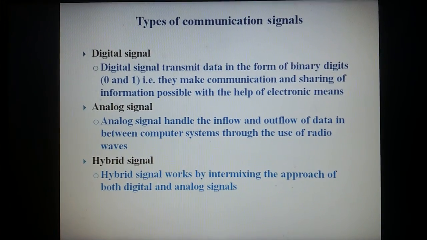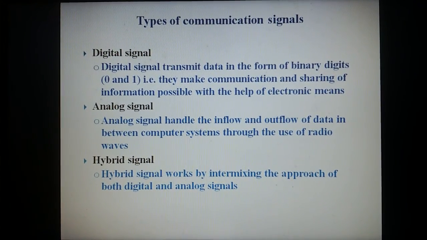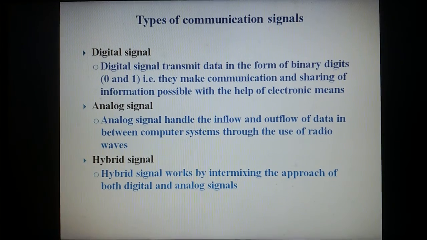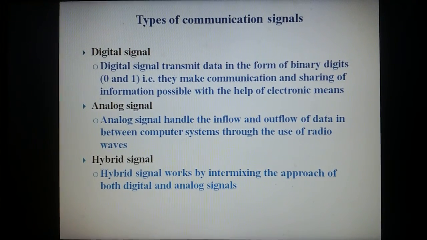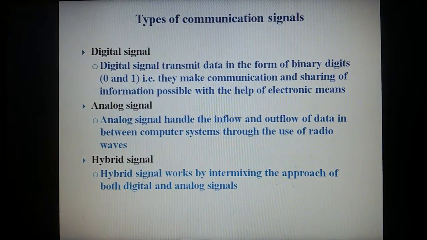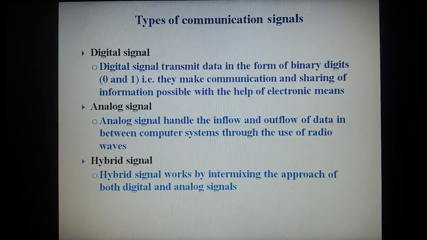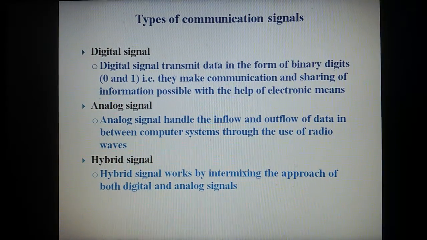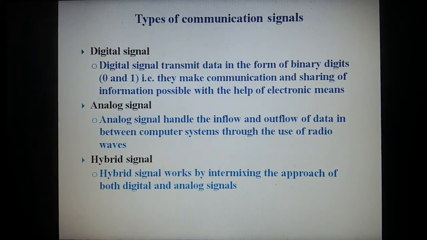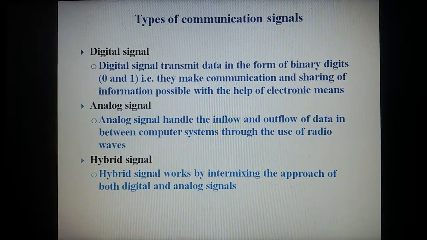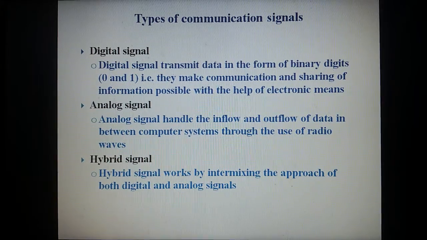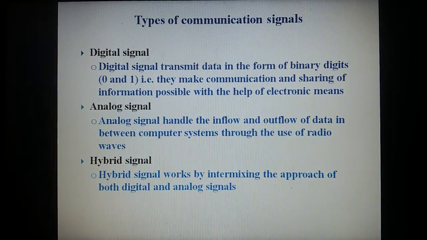Types of communication signals. Digital signal. Digital signals transmit data in the form of binary digits, that is 0 and 1. They make communication and sharing of information possible with the help of electronic means. Analog signal. Analog signals handle the inflow and outflow of data between computer systems through the use of radio waves. Hybrid signal. Hybrid signal works by intermixing the approach of both digital and analog signals.